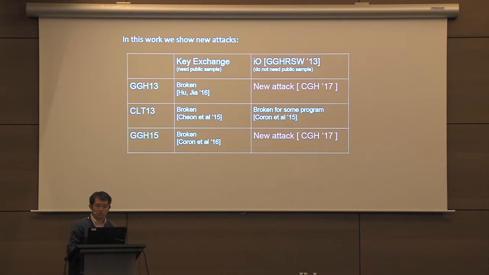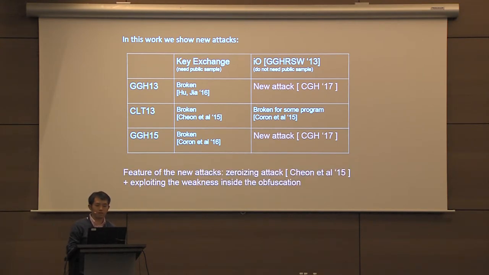In this work, we show new analysis results on the GGH13-based I.O. and the GGH15-based I.O. At a very high level, our new technique combines the zeroizing idea from the attack of Chen et al. two years ago, and we also need to exploit a weakness inside the obfuscation. That is the core of our new attack, which I will mention later.